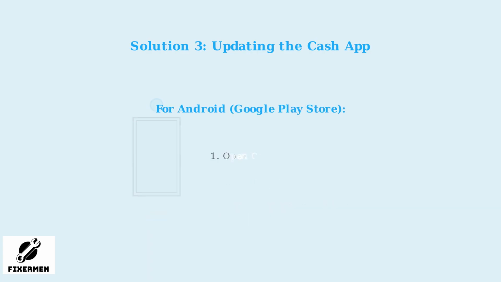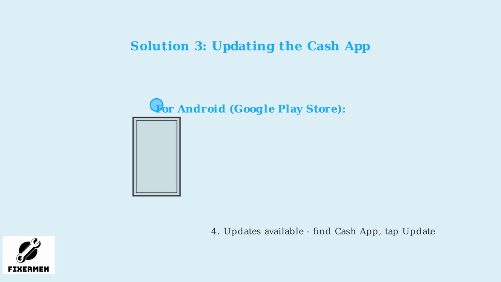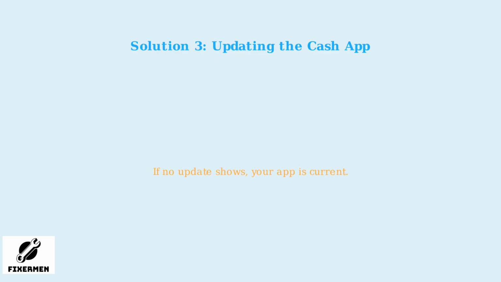On Android, open the Google Play Store app. Tap your profile picture in the top right, select Manage Apps and Device. Go to Updates Available, find Cash App, and tap Update. If no Update option appears, your Cash App is already up to date.